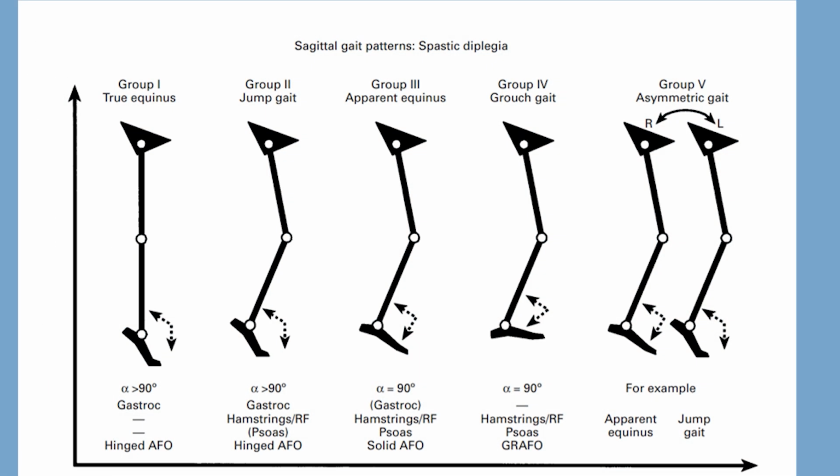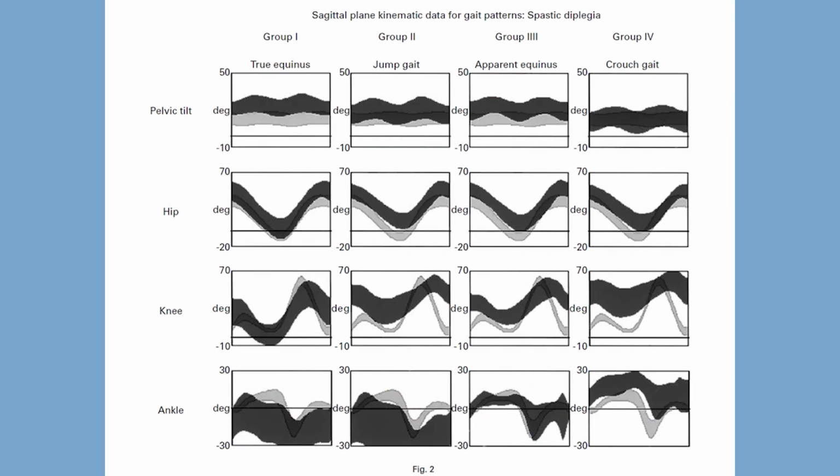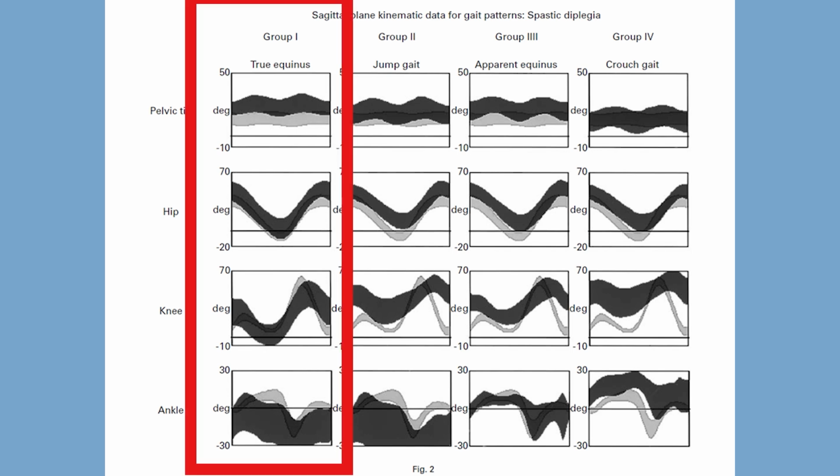And now we have completed the 4 distinctive patterns of diplegic cerebral palsy. We are left with group 5, which is the asymmetric type. In this type, the two lower limbs behave differently. One could be with the jump gait and the other one could be crouch, or any other combination of these patterns. For the kinematic charts, again, they display distinctive features. In group 1, the ankle is usually in equinus. The knee is little affected. Sometimes we can get hyperextension, with the hip usually normal, and the pelvis might be tilted forward.